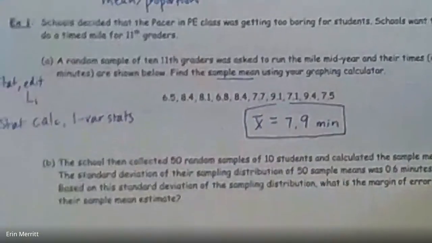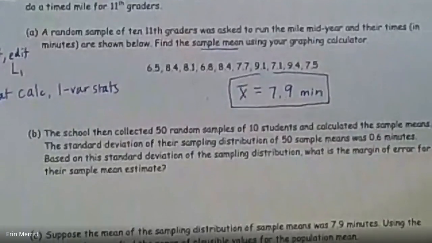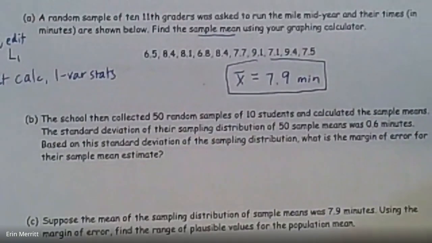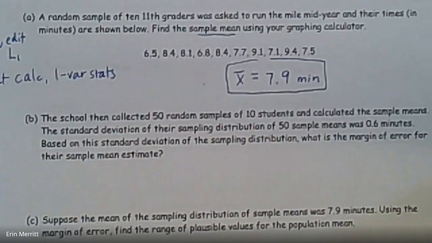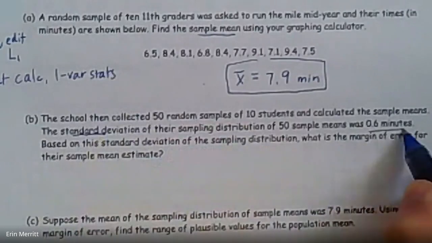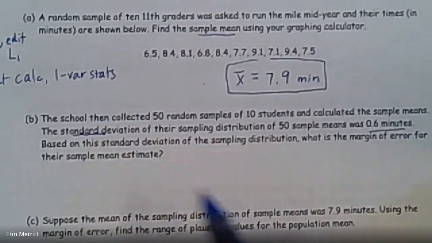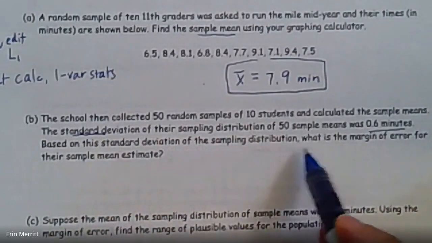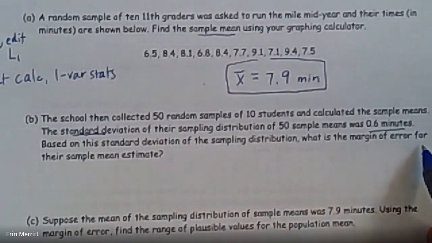Okay, part B. The school then collected 50 random samples of 10 students and calculated the means. So they just kept taking different groups of 10, taking their times and averaging them. And it's saying that the standard deviation was 0.6 minutes, so a little bit more than half a minute. It says, based on the standard deviation of the sampling distribution, what is the margin of error?